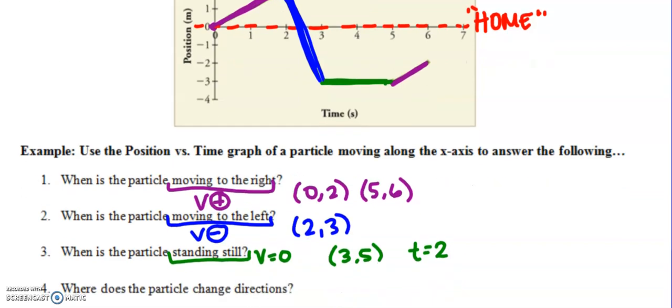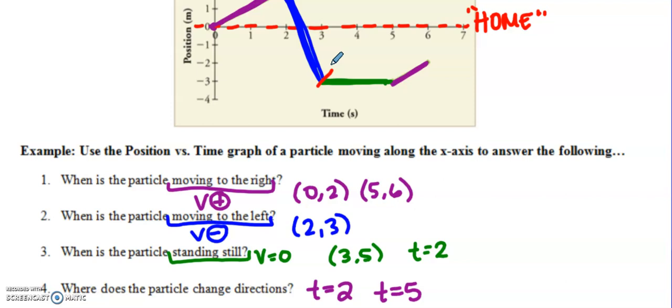Then, where does the particle change directions? Well, we change directions when we switch from positive slope to negative slope to positive slope. So I'm going to change directions at t equals 2 and at t equals 5. Now the question comes up, why isn't 3 critical, right? Because at 3, we have another place where our derivative would be undefined, a critical number.